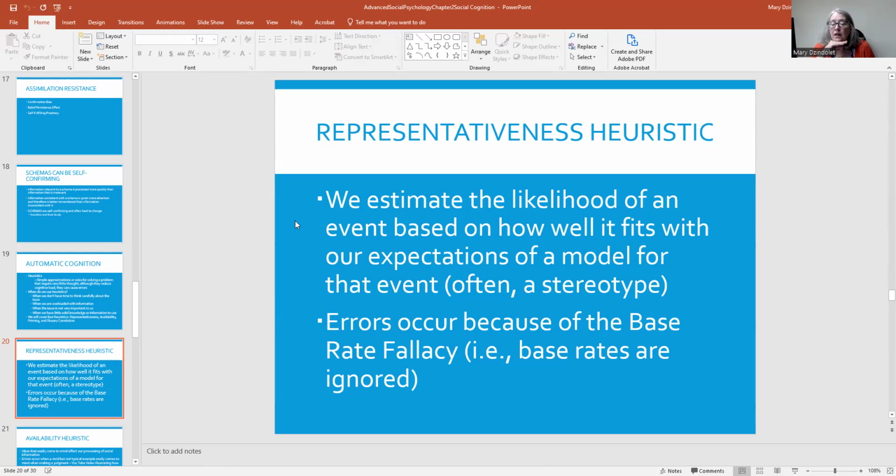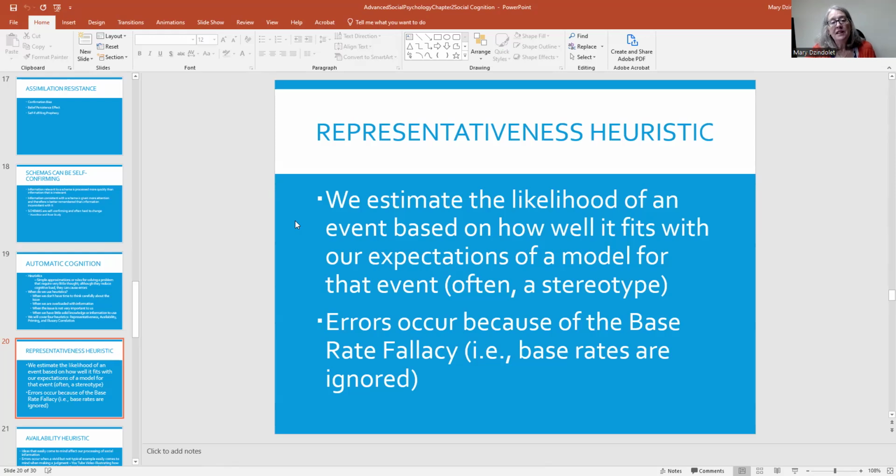Now, if you do not fall into the base rate fallacy, if you were to pay attention to the base rates, you would remember that 70 of these cards were lawyers and 30 were engineers. So you would say there's a 70% chance that John's a lawyer and a 30% chance that he's an engineer. But that's not what people do. When you do this experiment with people, they ignore the base rates.